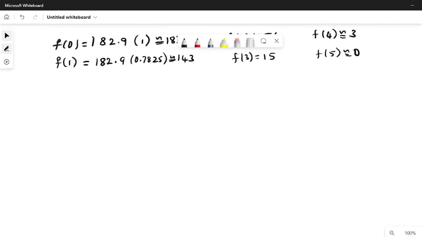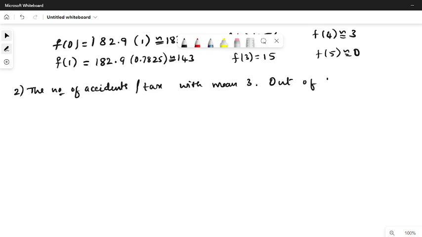Now next problem. Problem number 2, the number of accidents in a year for a taxi driver follows Poisson distribution with mean 3. Out of 1000 taxi drivers, find approximately the number of drivers with no accidents and second one, more than 3 accidents.